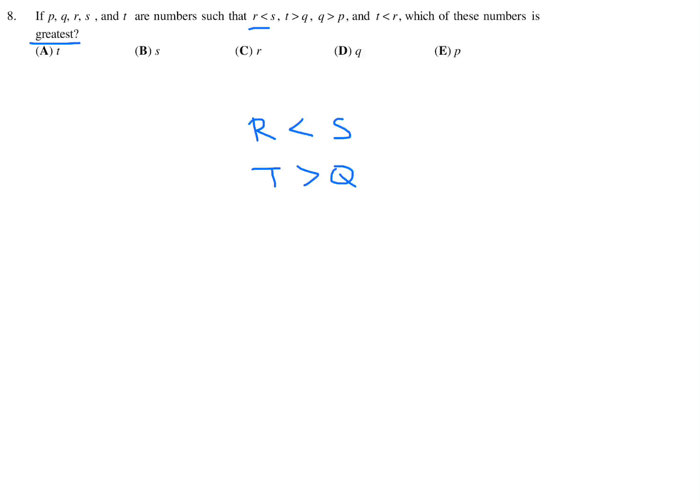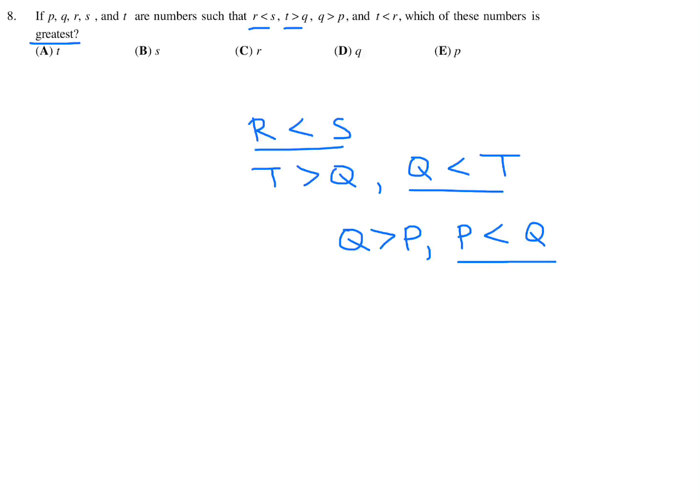Okay, well, what I'm going to do, I'm going to write it in this order just to be consistent with that one up there. Q is greater than P. Okay, Q is greater than P, and again I'm going to be consistent with the order and write it like that. Now, one thing I immediately notice is that this one has a Q and that one has a Q, so we can combine them. P less than Q, and Q is less than T, so that helps.